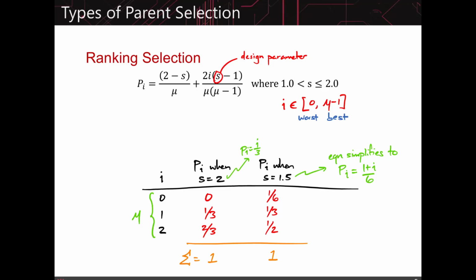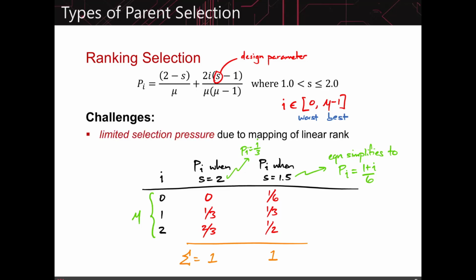One of the challenges with this particular approach is that we have limited selection pressure due to mapping of linear rank. In other words, we actually don't know or don't care in ranking selection how different the fitness values are. All we care about is where you are in the order of ranking in that population.